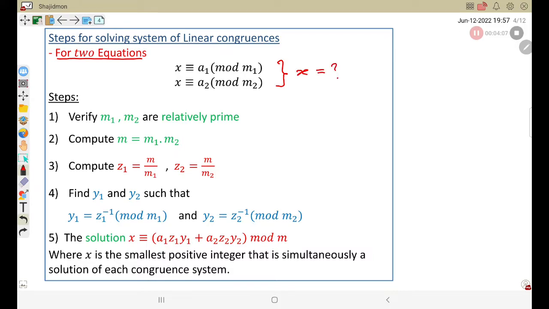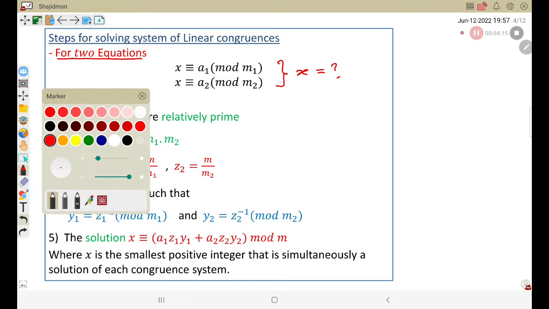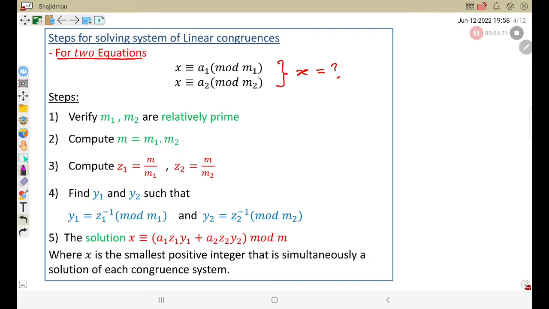So x equal to how much? The first equation, x congruent to a1 mod m1, and x congruent to a2 mod m2. These are the two linear congruences. Now if you are given a question, first write down what our a1 and a2 numbers are, and what our m1 and m2 numbers are, before starting the question. Here you get a1, here a2, here m1, and here m2. Understand this idea correctly.